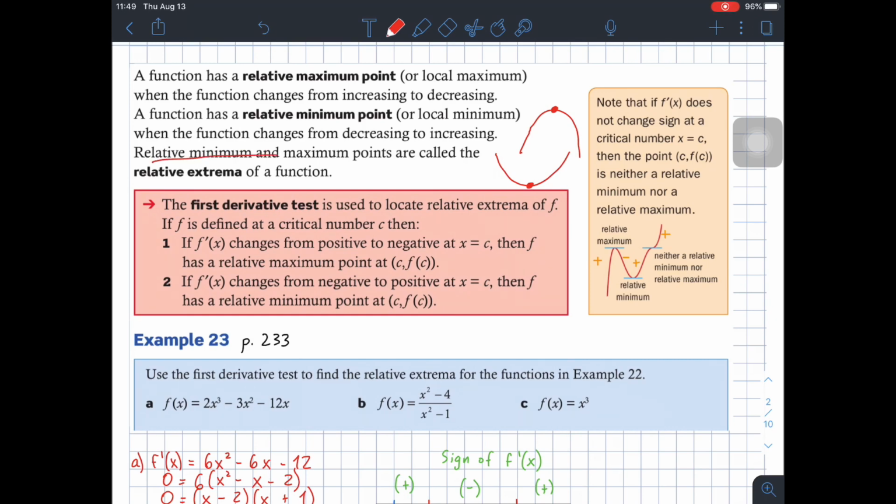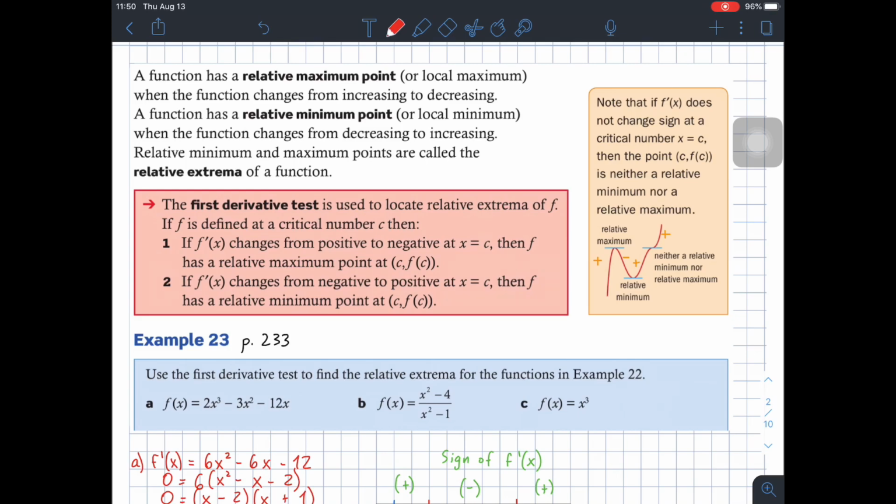So it says relative minimum and maximum points are called relative extrema of a function, okay? So these are all names that you should remember because you could see them in IB exams and you should know what they are referring to, right? Local maximum is a maximum point. Local minimum is a minimum point. Extrema refers to either maximum or minimum points, okay? So extrema are just points where the derivative is equal to 0, right? The first derivative is equal to 0.